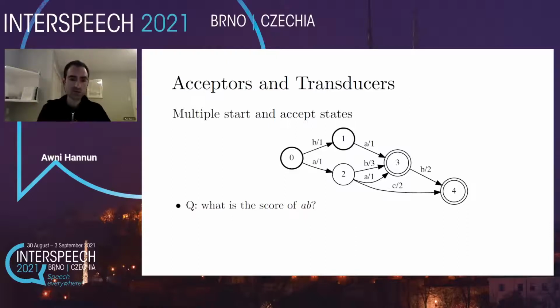So like I said, a graph can have multiple start and accept states. So take a look at this graph. And the question is, what is the score of the sequence AB? Just think about how you would compute the score of the sequence AB based on what we covered on the previous slide. I'll give everyone half a minute to think about that.